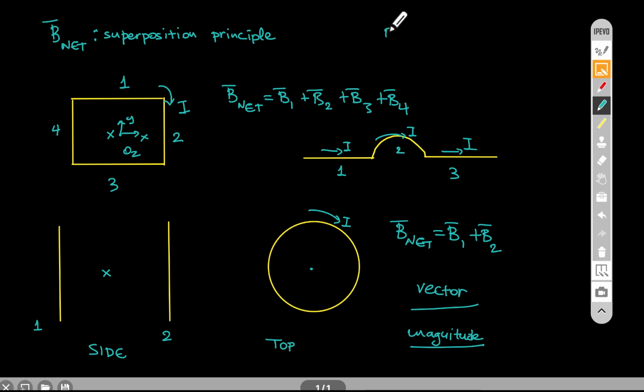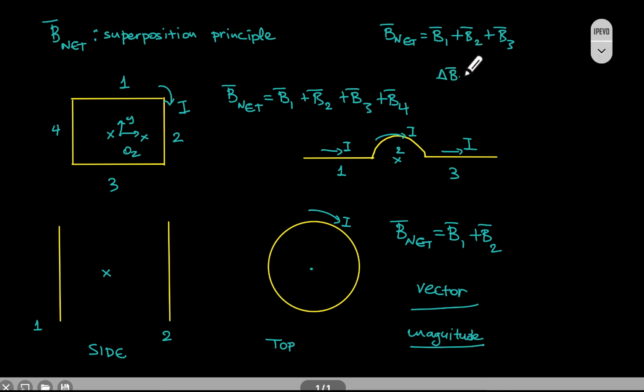and then of course I can write B net as the sum of B1 plus B2 plus B3. Now, if I place my observation location here at the center of the loop, pay attention to what happens to B1 and B3. I know for a short wire, the magnetic field is mu naught over 4 pi I delta L cross r hat over r squared.